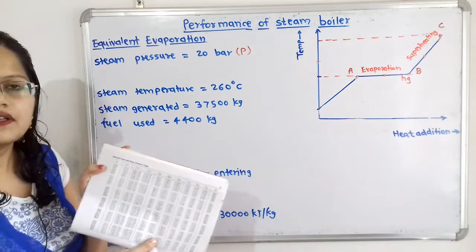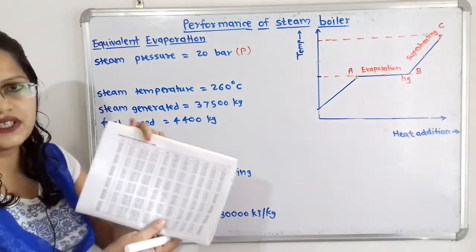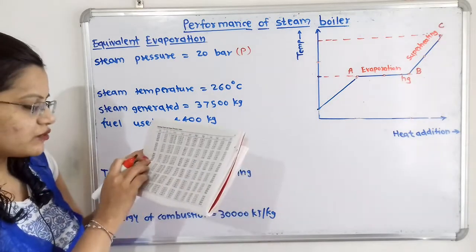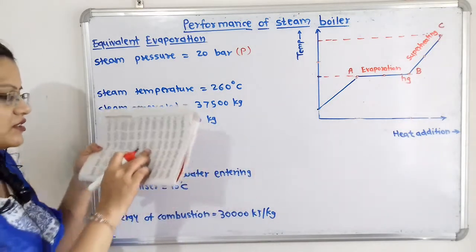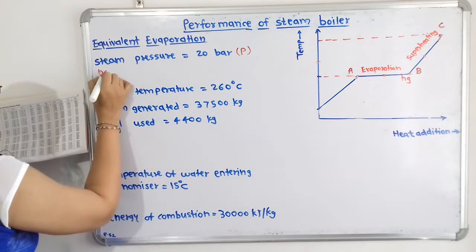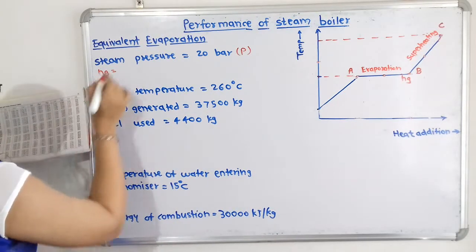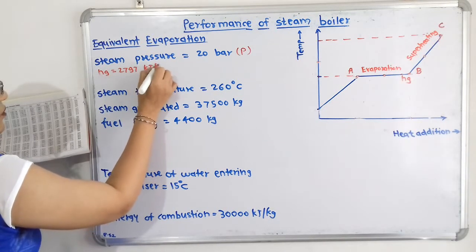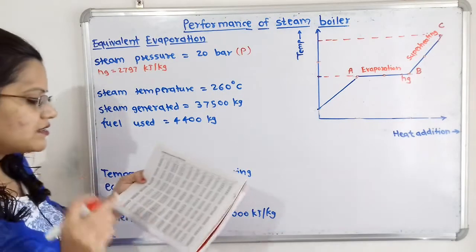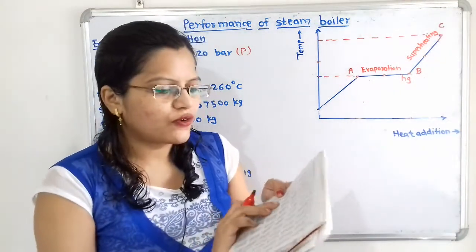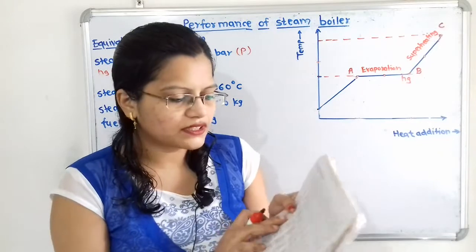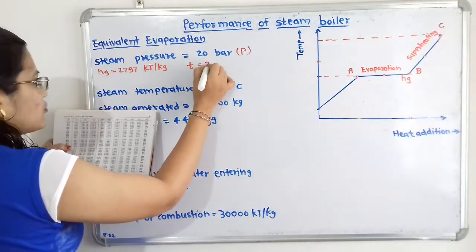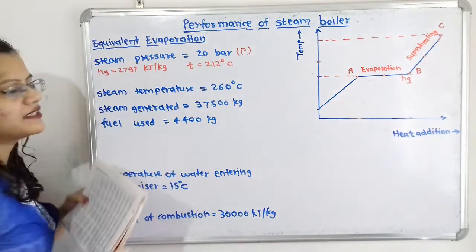So here is the saturated water and steam pressure table. So in the first column pressure is given. So for 20 bar pressure we have to find out the value of Hg. So here we will write Hg is equal to 2797 kilojoule per kilogram. Now at this pressure, we will also find out the temperature. So temperature is also given in the second column. So temperature T is equal to 212 degrees Celsius.